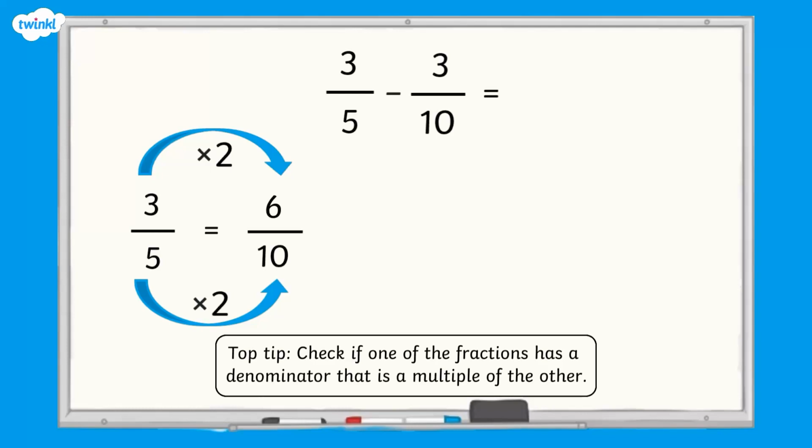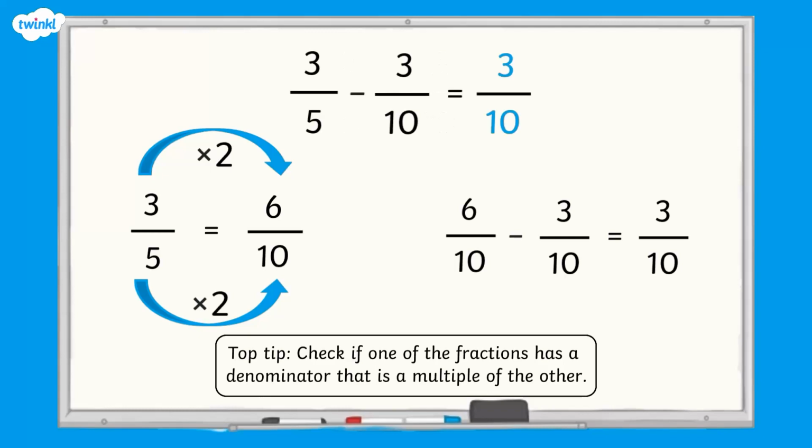Now we've got a calculation with a common denominator. 6/10 subtract 3/10. 6 subtract 3 equals 3, so 6/10 subtract 3/10 equals 3/10. This means that 3/5 subtract 3/10 equals 3/10.